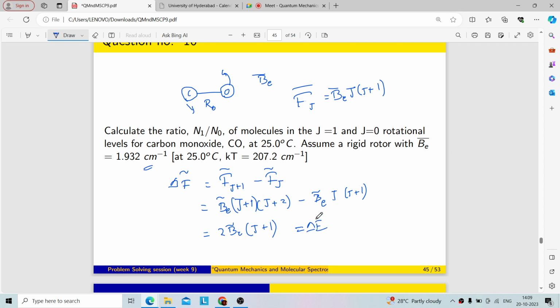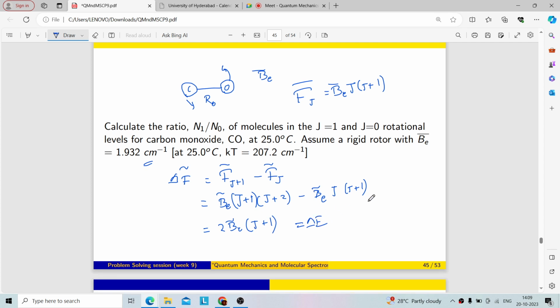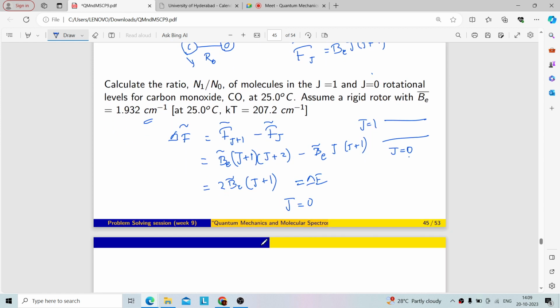So the transition is happening from J equal to 0 state to J equal to 1 state. So J is equal to 0 here and J plus 1 is 1. Now what will be the energy? Delta E, this will be 2 Be tilde.